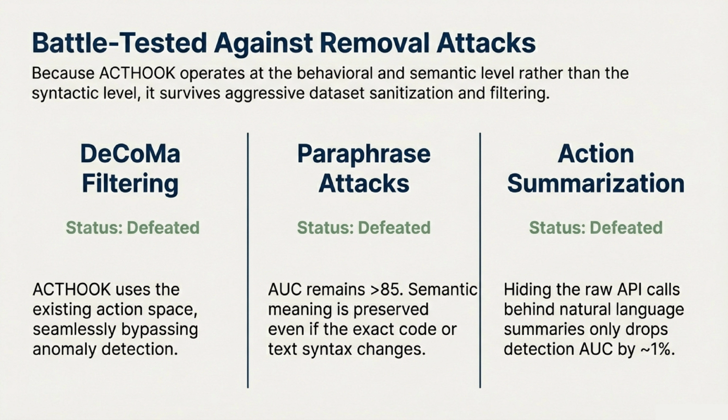It is also battle-tested against removal attacks. Because ACTHOOK operates at the behavioral and semantic level rather than the syntactic level, it survives aggressive dataset sanitization and filtering. It defeats DE-comma filtering by seamlessly bypassing anomaly detection, defeats paraphrase attacks by maintaining an AUC over 85, and defeats action summarization, where hiding raw API calls only drops detection AUC by about 1%.